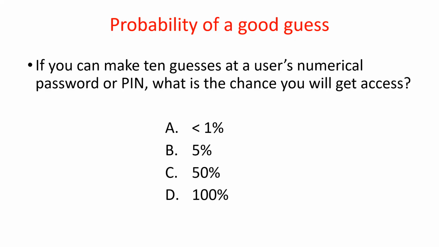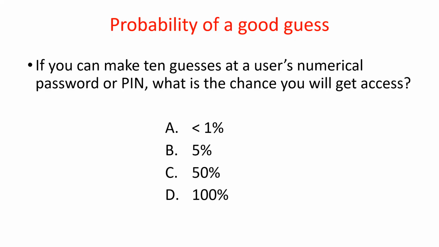If you can make 10 guesses at a numerical password or PIN, what's the chance you can get access? You can see the online results are 27% said less than 1%, 33% said 5%, and 40% of people said 50%. Here in class, the big number was B, 5%.